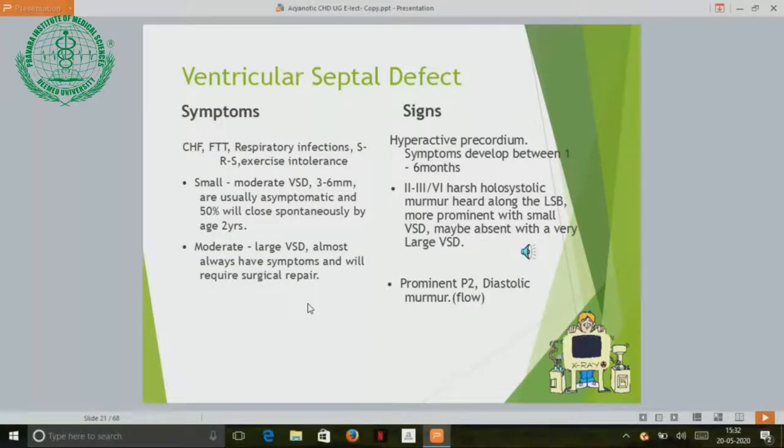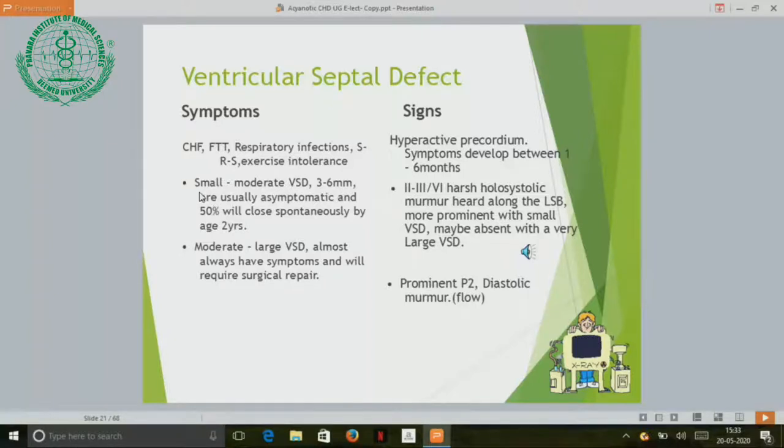So how do VSD patients present? Again similar features, but this is a high pressure shunt. Usually the VSD patient presents early in childhood, so they can have congestive heart failure, or poor feeding. They can have recurrent respiratory infections because of increased pulmonary blood flow, or they can have a suck-rest-suck cycle. They feed, then rest in between, then latch again. This suck-rest-suck cycle is characteristic of left to right shunt lesions. They can have exercise intolerance.